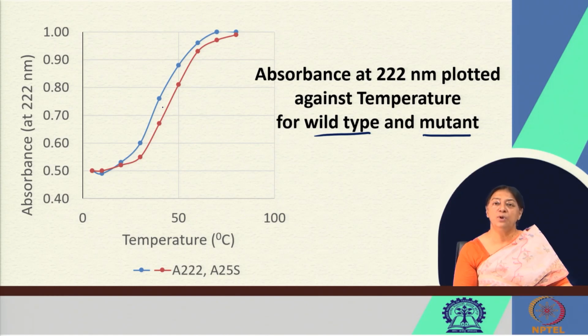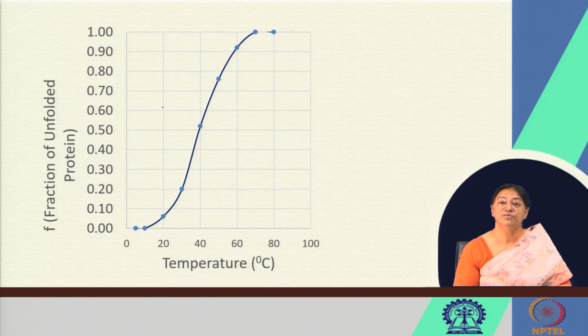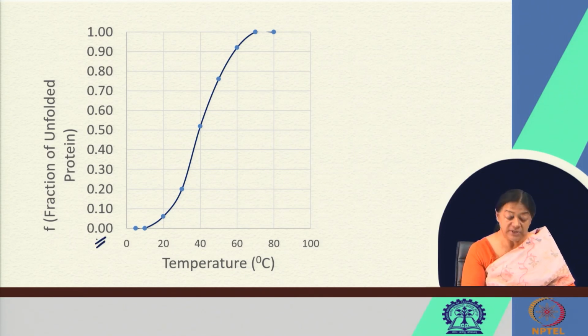Now, if we were to plot the fraction of the unfolded protein, this is shown for the wild type protein, what do we see? We see that initially there is no fraction that is unfolded at the lower temperature where the measurements have been taken at 5 degrees centigrade. So, then the highest temperature that was measured was 80 degrees centigrade, and at that point we indicate that there is complete unfolding of the protein.